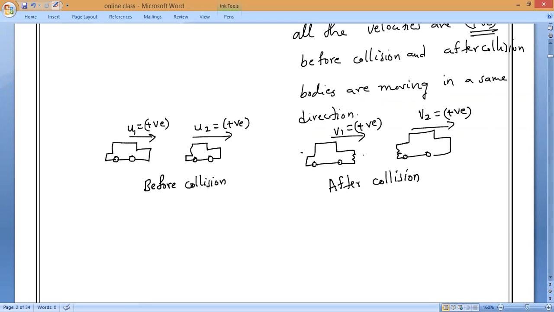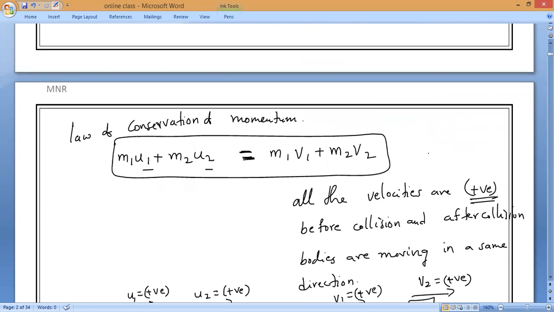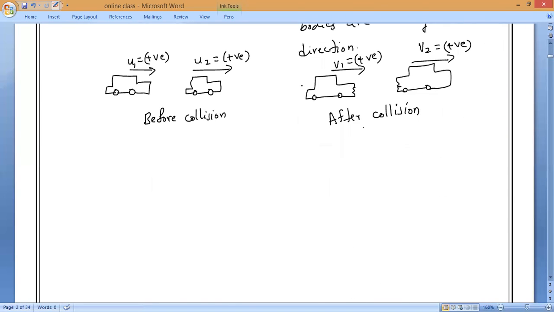We assumed this case only. Before collision and after collision, bodies are traveling in the same direction. So that is why we are getting this formula. Is it right or wrong, everybody? Yes, please. Now, observe.